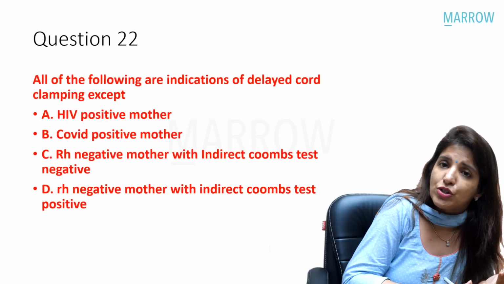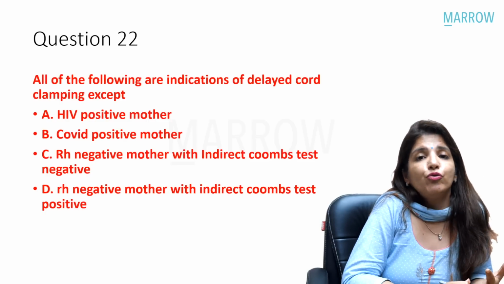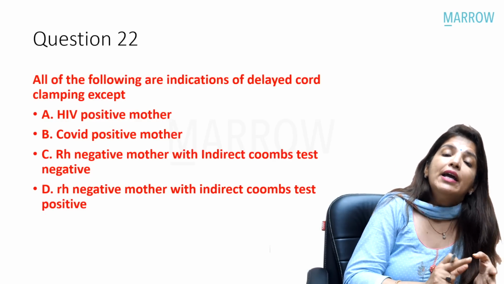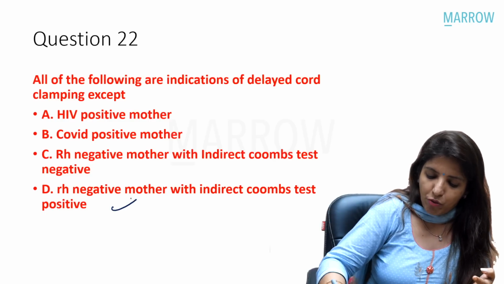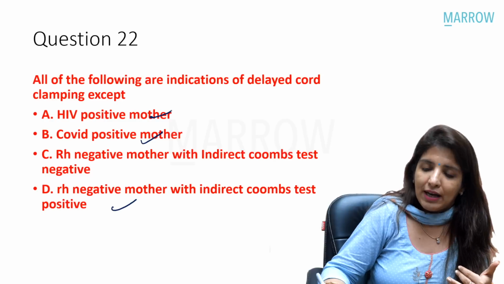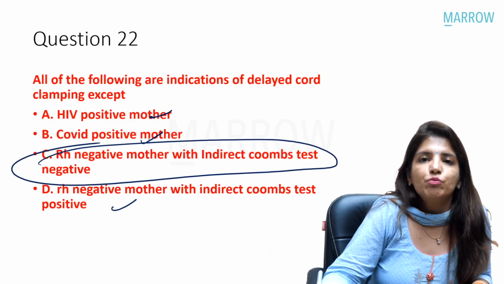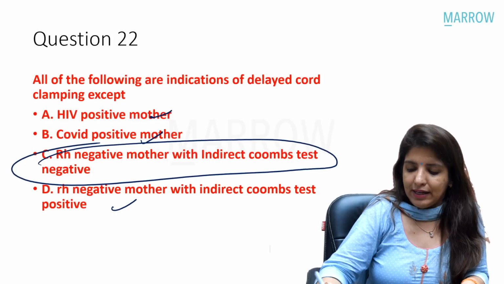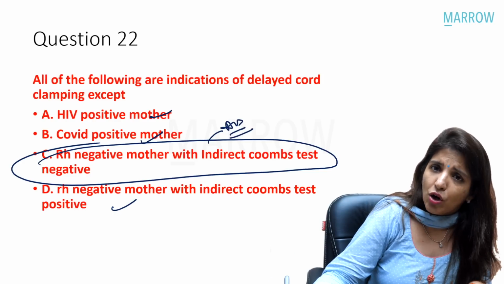Whether it is an HIV positive female, I'm going to do delayed cord clamping. COVID positive mother, I'm going to go for delayed cord clamping. Preterm labor, I'm going to go for delayed cord clamping. Even if it is an Rh negative mother whose indirect Coombs test is positive, I'm going to go for delayed cord clamping. Only in case of Rh negative with indirect Coombs test negative, I'm going to go for early cord clamping. So the answer is option C. Clear to all of you?